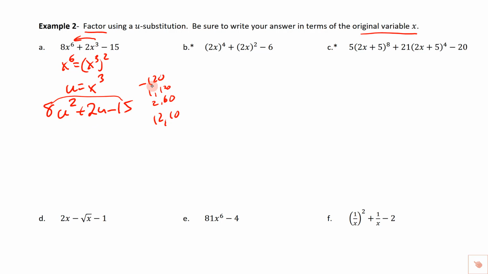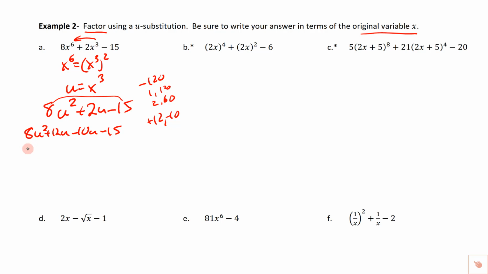I need them to multiply to be a negative and combine to be a positive. So I'm going to use a positive 12 and a negative 10. Let's just double check. Do they multiply to be negative 120? They do. Do they combine to be positive 2? They do. So I'm going to write this as 8u squared plus 12u minus 10u minus 15.